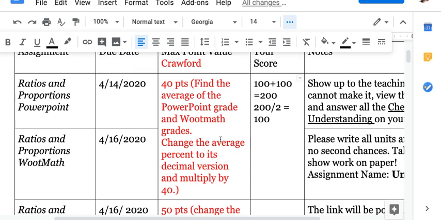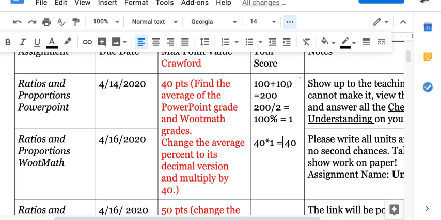So what you're going to do is change that from a percent to a decimal. This is your percentage, 100, and then you're going to change that to a decimal, which is the same as 1. So this means you're going to have 40 times 1 points, which is a total of 40 points. All right, that's how many points you're going to have. So you can erase all that and write 40 points.